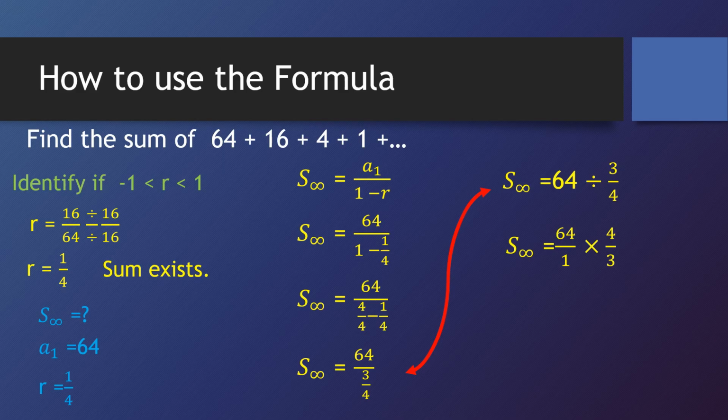From 3 over 4, you get the reciprocal. That's why you have 4 over 3. From division, you will now have multiplication. Then all you have to do is to multiply numerator to numerator, denominator to denominator. And that will give us S sub infinity is equal to 256 over 3. So if you add 64 plus 16 plus 4 plus 1 and so on, the sum is 256 over 3.